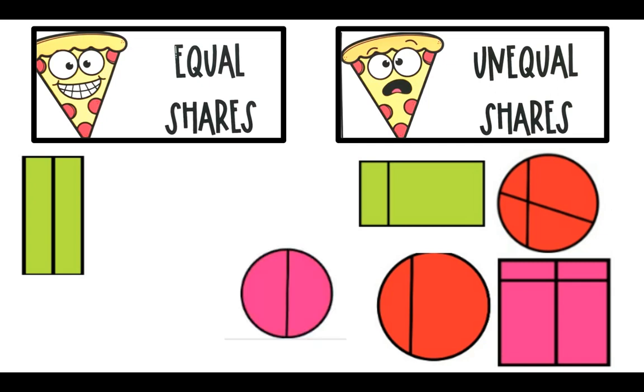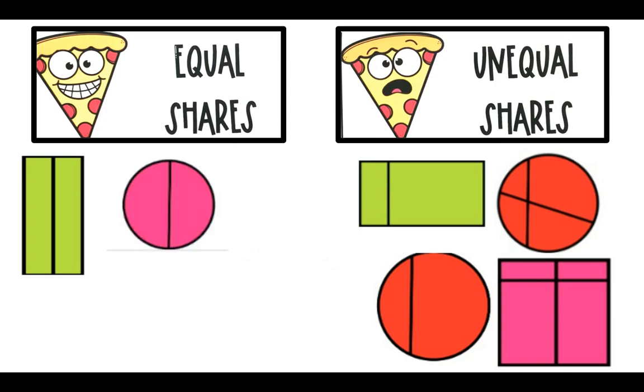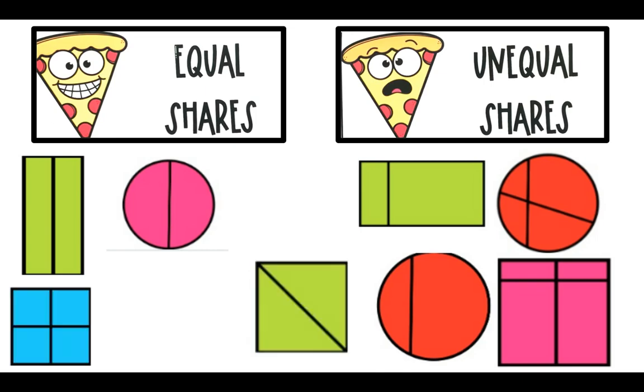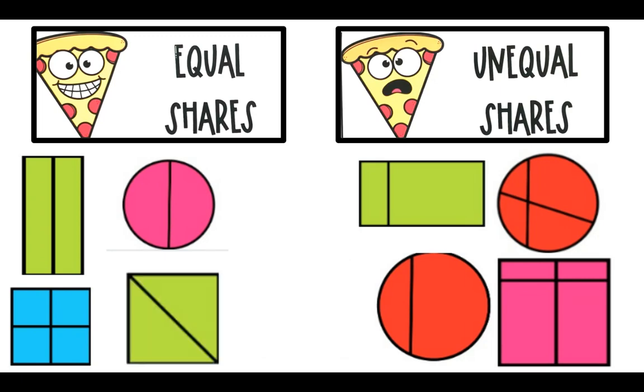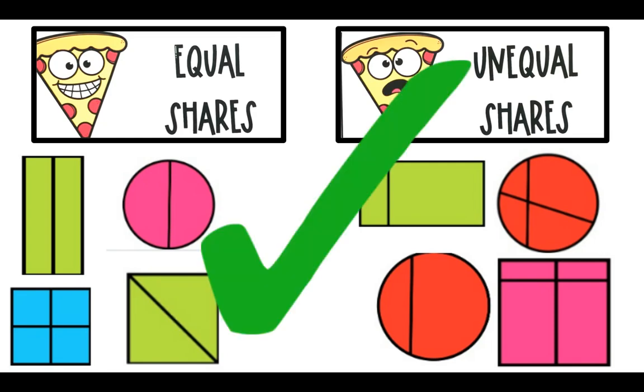What about this shape? This shape is partitioned into equal halves, so it is equally shared. This shape is in fourths this time, and are all of the fourths the same size? They are, so equal shares again. And our last one, we have halves, and they are shared equally. They are the same size. Awesome job sorting these shapes.